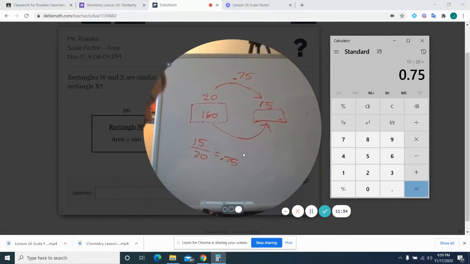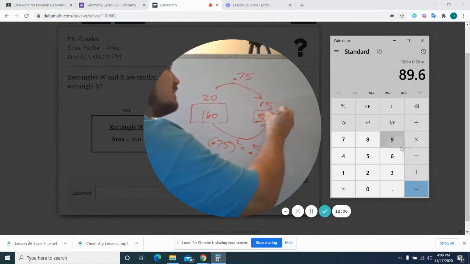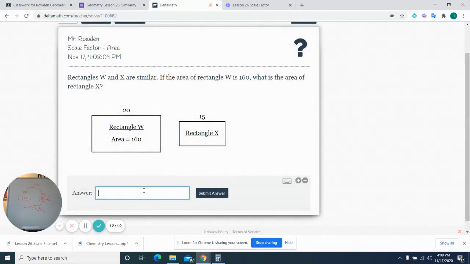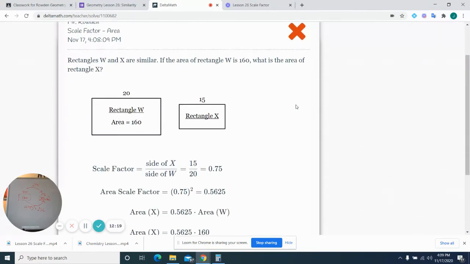So then in order to find the scale factor for the areas, let's do 0.75 squared. So 0.75, when it's squared, it equals 0.56. So the scale factor is 0.56. So then let's do 160 times 0.56, and we get 89.6. So 89.6. Submit the answer. And I got it wrong.